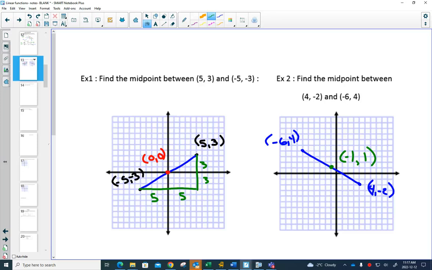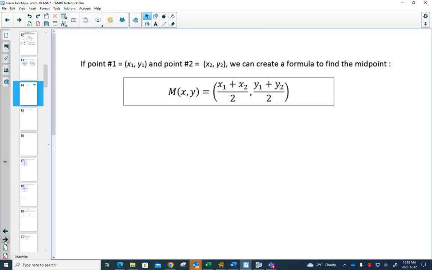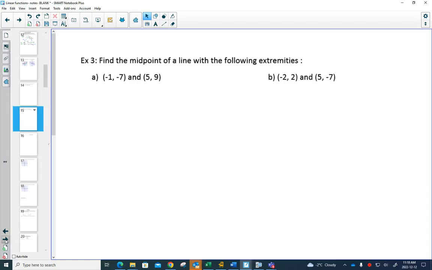But when we're finding the midpoint, drawing a grid every single time is going to be a little bit annoying. So that's where the formula is really nice, because you can figure it out without having to draw the picture every time. You can just find the average of your x values, find the average of your y values. So try these two on your own, just using the formula.